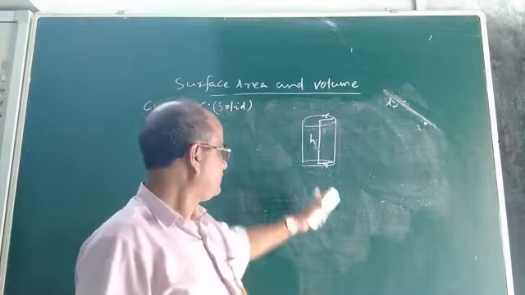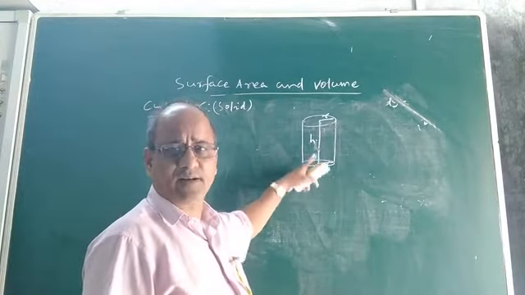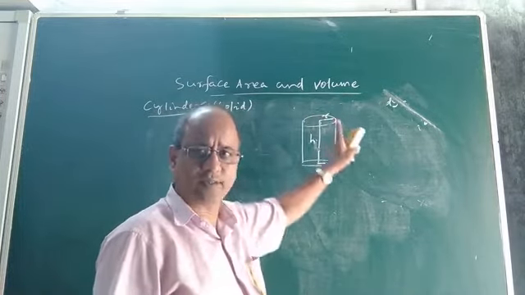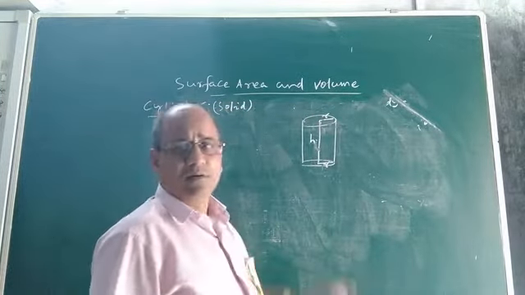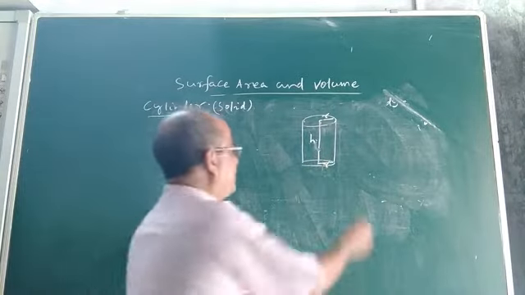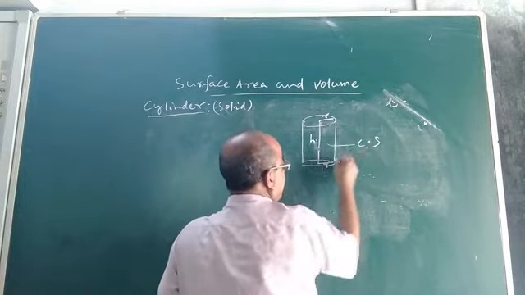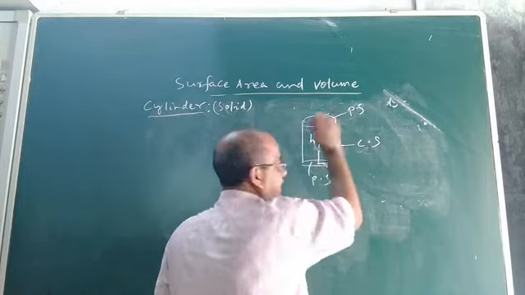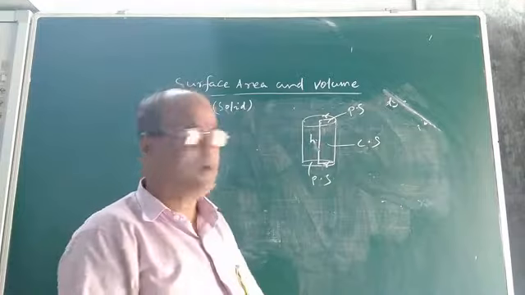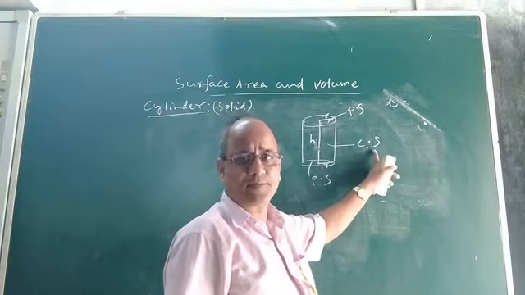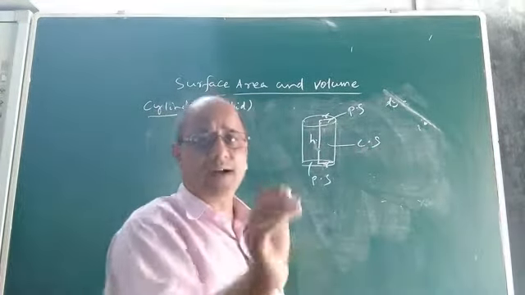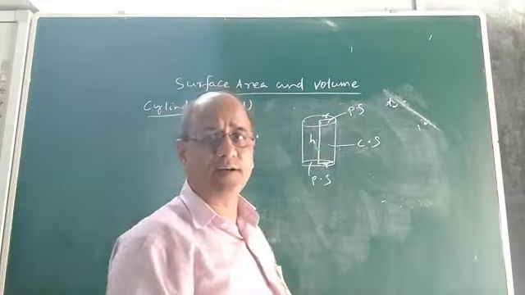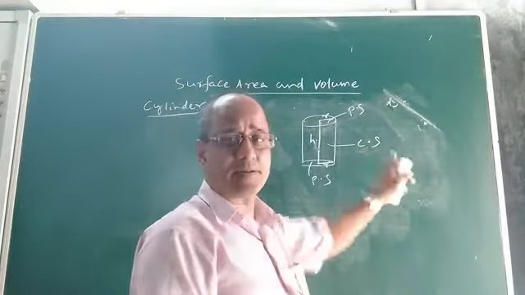Now look at the base of the cylinder. It is a circle, and the top plane is also a circle. This is the curved surface of the cylinder. This is a plane surface. This is also a plane surface. That means it has 2 plane surfaces and 1 curved surface. Now how to find the area of curved surface? In case of cuboid and cube, all the surfaces were only plane surfaces. But the solid cylinder contains both plane surfaces and a curved surface.